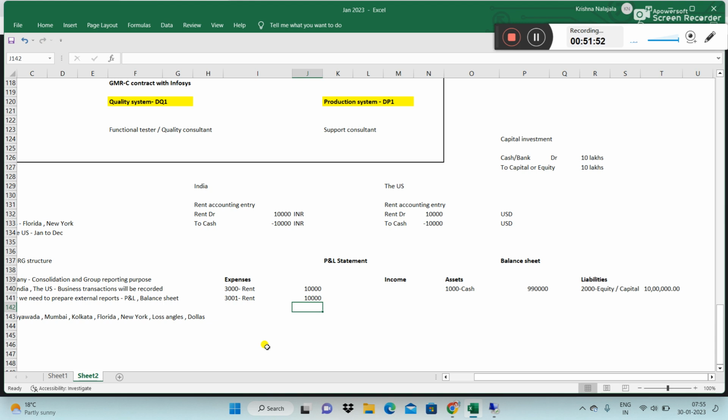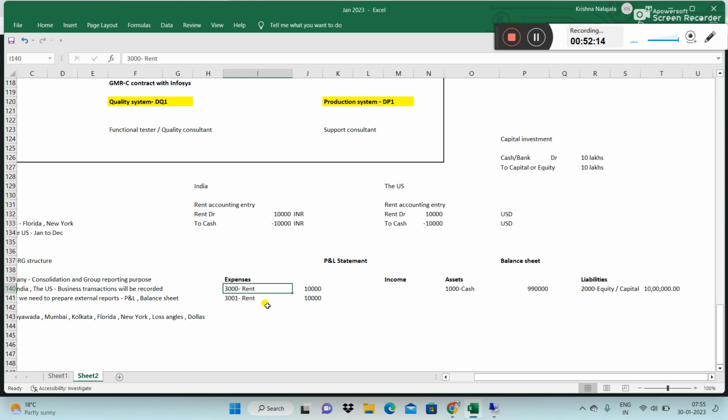Where do we see a problem? At group level, right? If both use the same accounts, what will the company do? The company just checks the balance of 3000 in company code India and company code US. They get to know how much value is posted, how much expense happened for rent.